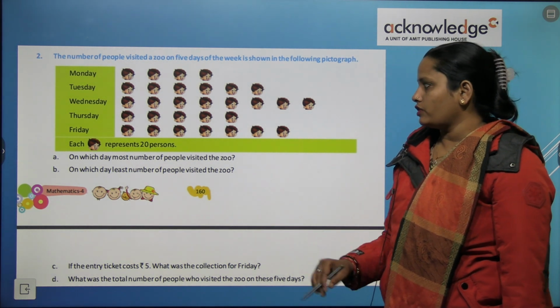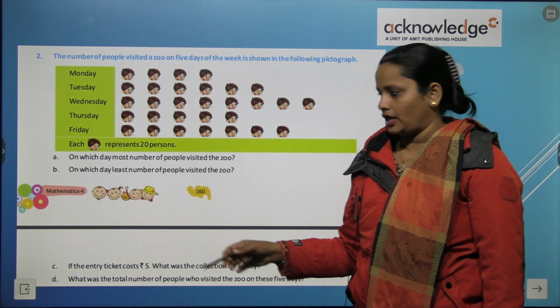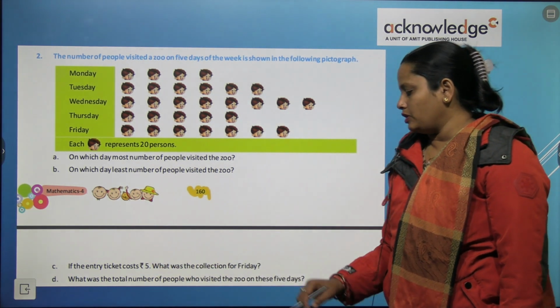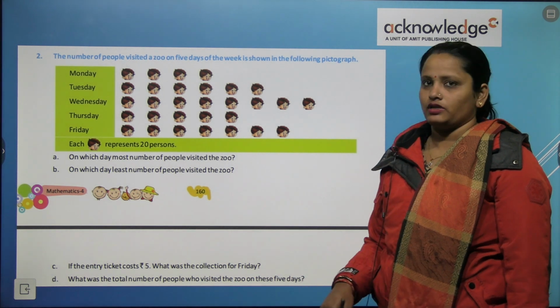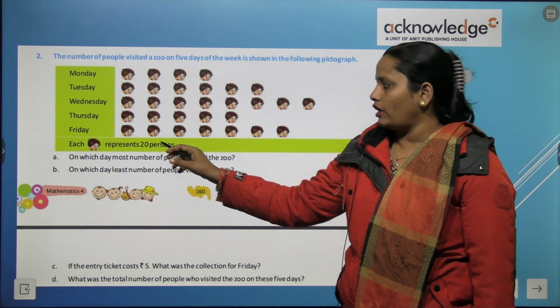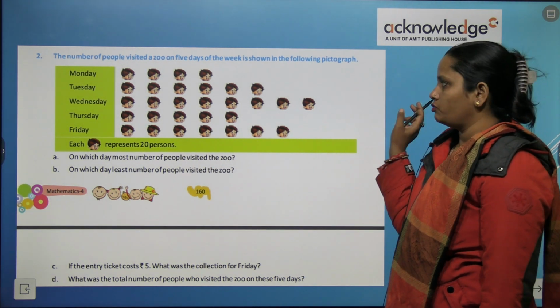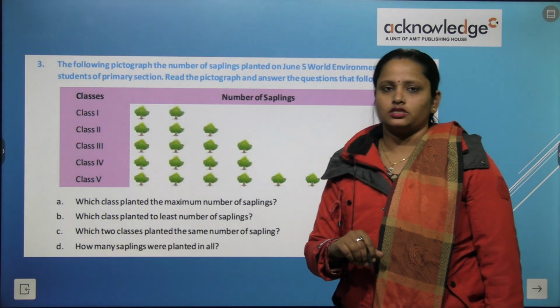What was the collection on Friday? Multiply the number of people who came on Friday by 5. We will get the answer. What was the total number of people who visited the zoo on these 5 days? We have to count all the faces and multiply it by 20. We will get the total number of people who came on these days.